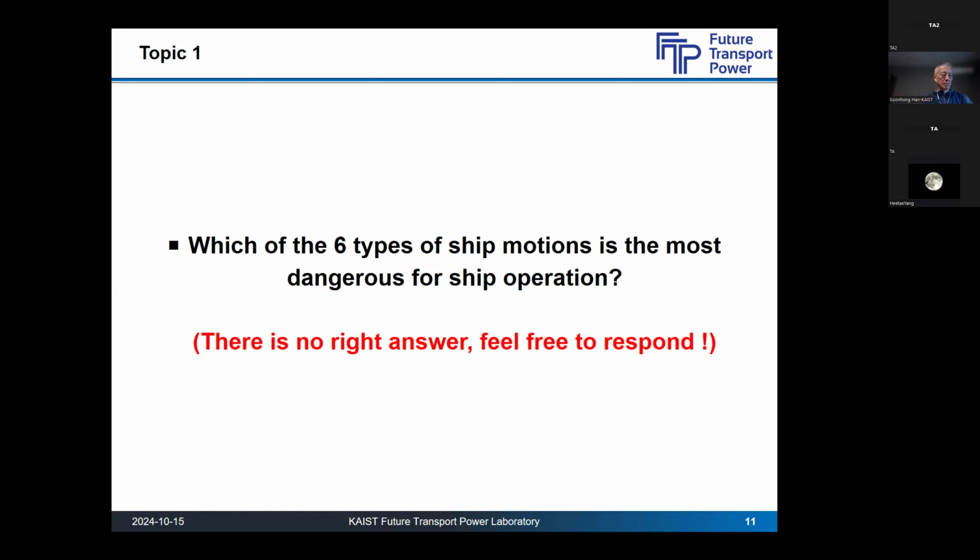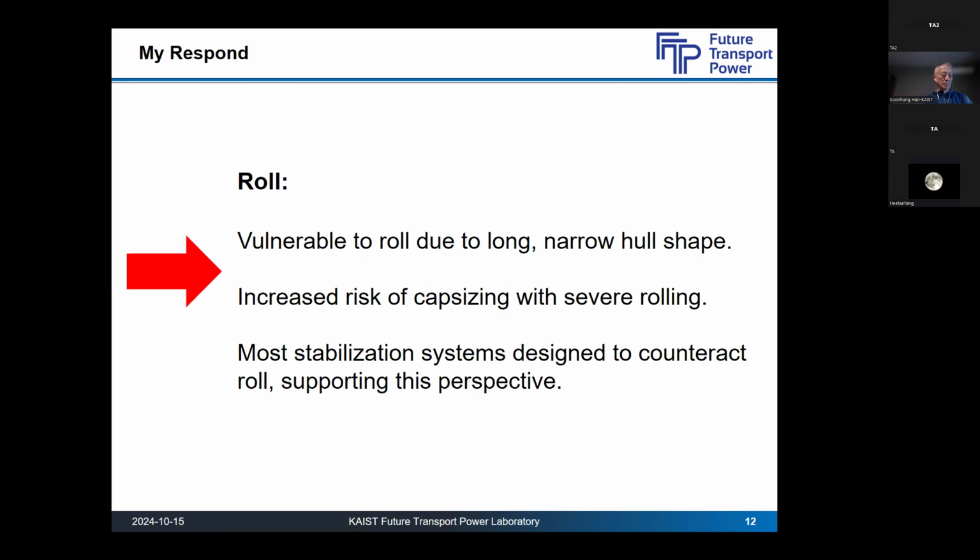So there's no right answer, but my answer is roll, because the ship is vulnerable to roll due to the long and narrow hull shape, and roll increases the risk of capsizing with severe rolling. And the third one is that most stabilization systems, like I mentioned before, are designed to counteract roll. So I guess rolling is the most dangerous of the 6 types of ship motions.